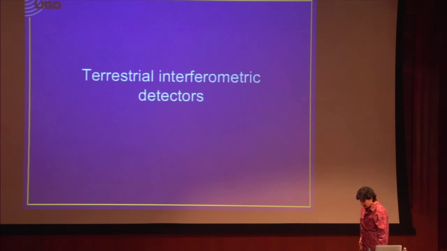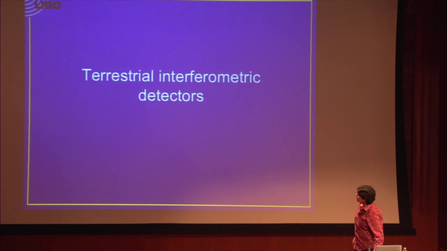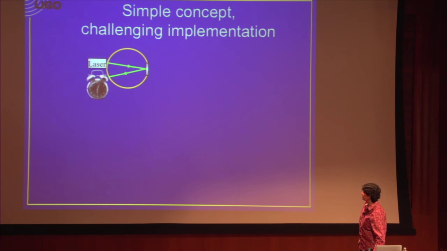Okay, so let me now switch gears. I've said a little bit about gravitational waves and the sources and the things we might be able to learn about the universe if we can directly observe these. And so let me now talk a little bit about how we go about observing these. I will focus entirely, for this part of my talk, on terrestrial interferometric detectors.